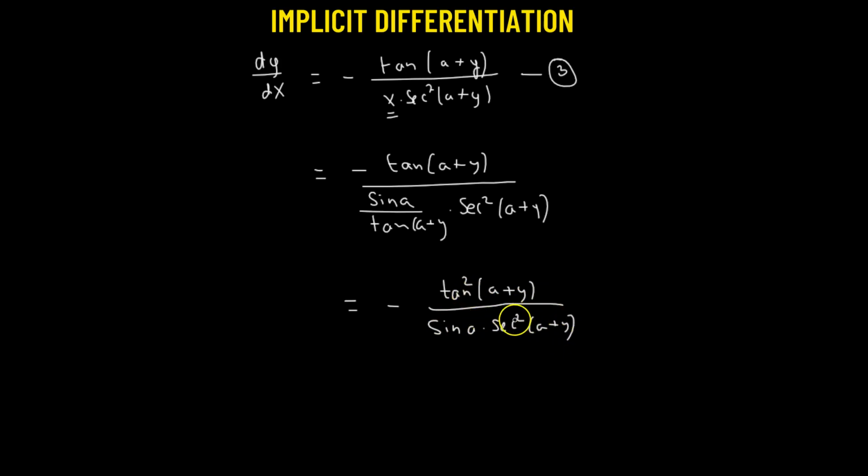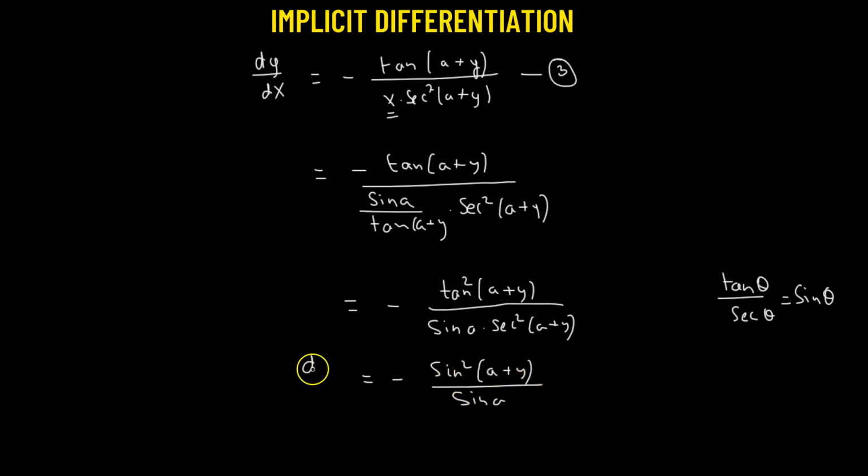Now the ratio tangent over secant, tangent theta over secant theta, that's equal to sine theta. Since we have tangent squared of a plus y divided by secant squared of a plus y, we will have sine squared of a plus y whole divided by sine a. So this is the value of derivative of y with respect to x, and also this is what we were asked to show. Hence we have successfully proved the following problem.